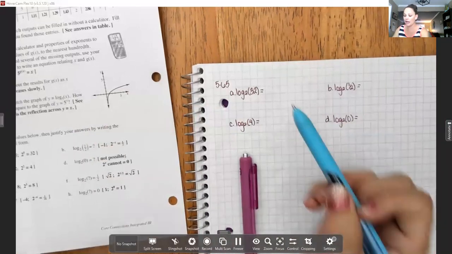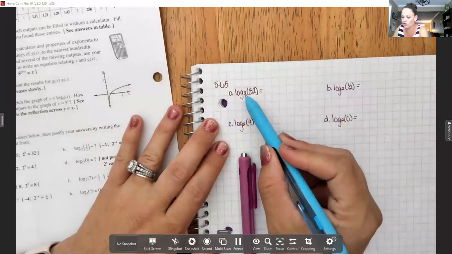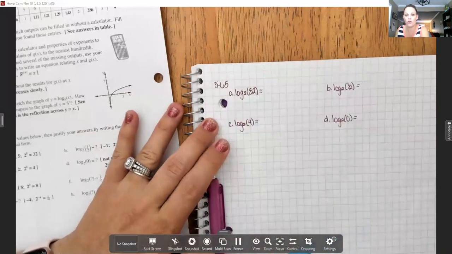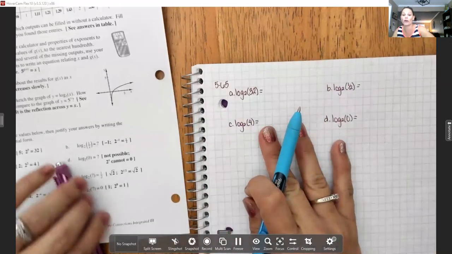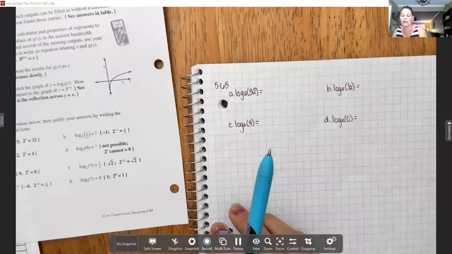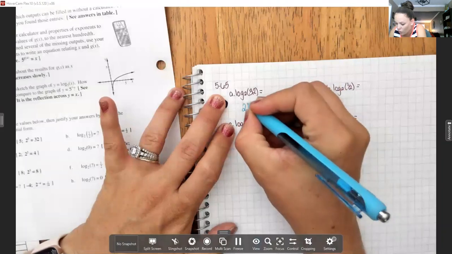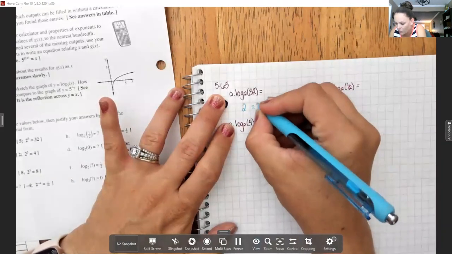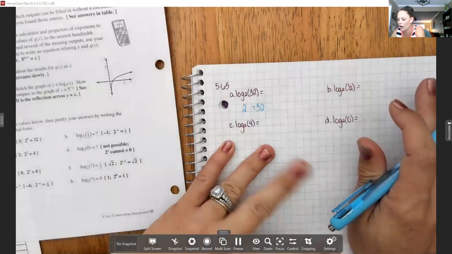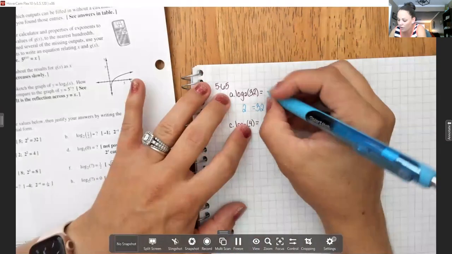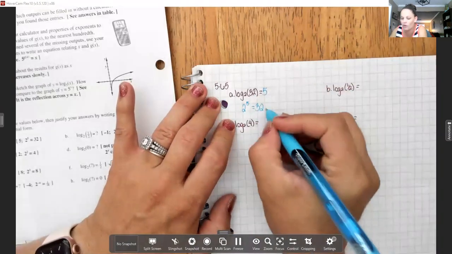So here on A, you're asking yourself 2 to what power is equal to 32? You can do these on your calculator, but you shouldn't have to. These ones are ones you should be able to do without your calculator by practicing writing them in exponential form. How many 2's do we have to multiply together to get 32? So 2, 4, 8, 16, 32, 5. So log base 2 of 32 is 5 because 2 to the 5th equals 32.